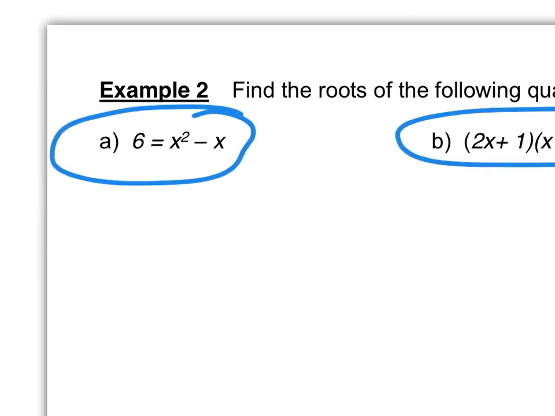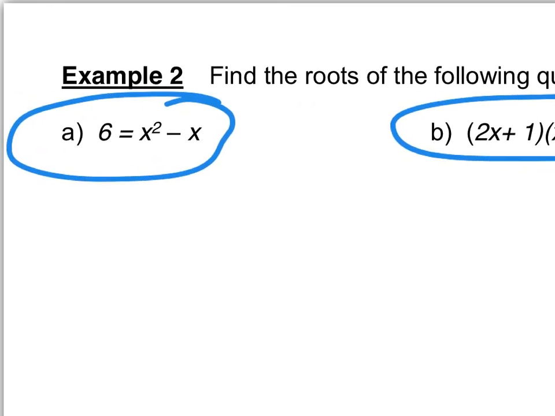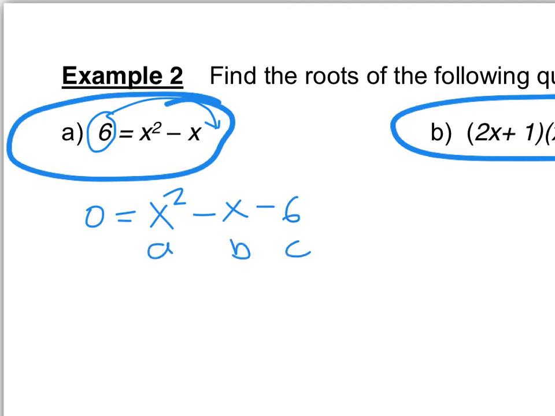So right now for the first one, it's very similar to the last example that we did, where we have this 6 on the wrong side and we have to bring it over. So when we bring that 6 over, we're going to have x squared minus x minus 6. Now just be careful here with your a, b, and c. A is positive 1, b is negative 1, and c is negative 6. And then you're going to use your quadratic equation to solve.